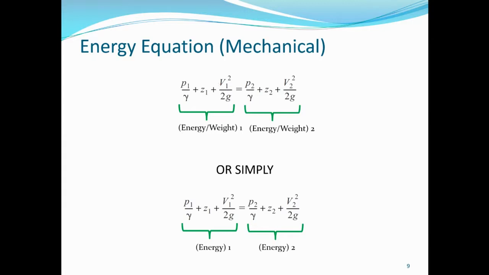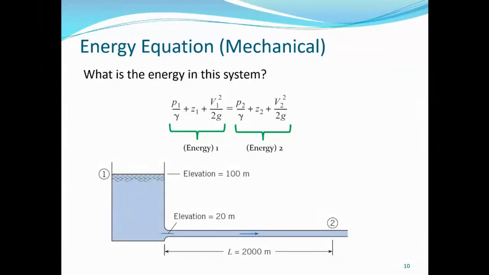Or simply, the energy content at point 1 is equal to the energy content at point 2, meaning the energy remains the same. That's why we said it's more or less like a statement of the conservation of mechanical energy of the system. So what is the energy in this system at point 1 and point 2?